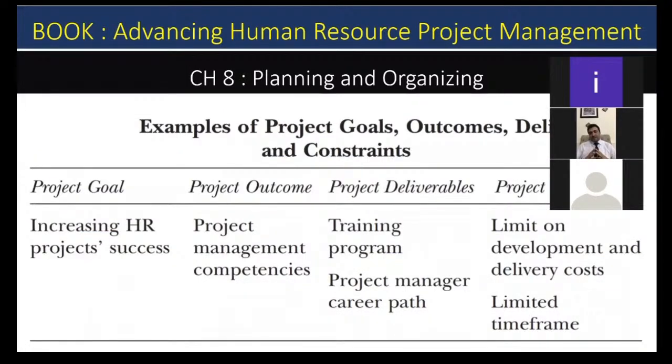Next slide, please. In this slide, you can see some examples of project goals, outcomes, deliverables, and constraints. For instance, the goal of this project is increasing HR project success. The outcome of the project is project management competencies. The deliverables are a training program and a project management career. And the project constraints are limits on the development and delivery cost and a limited time frame.